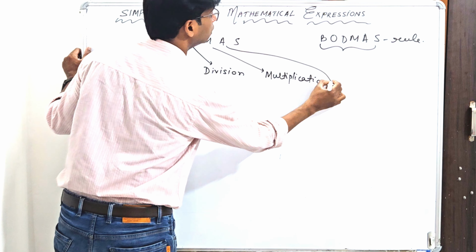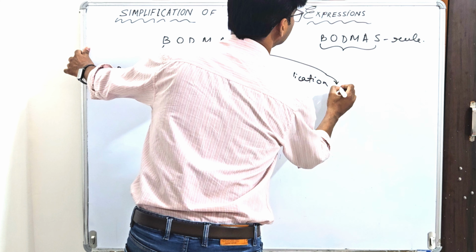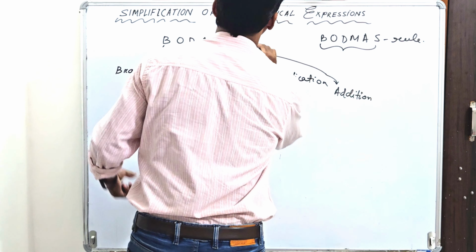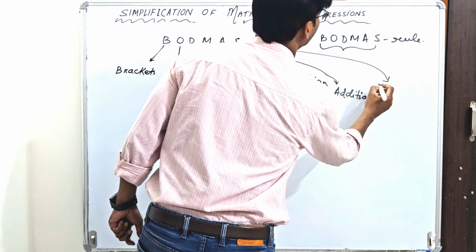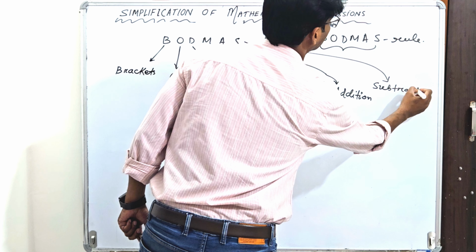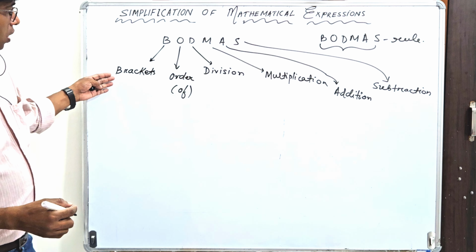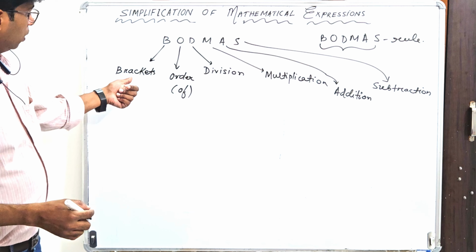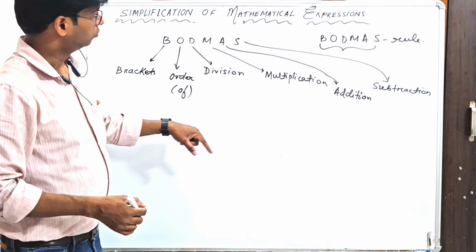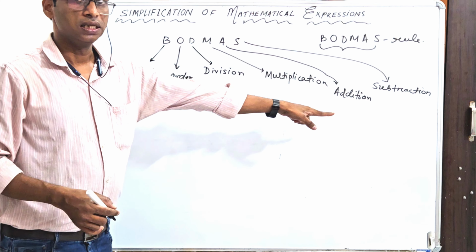Then A stands for addition. And S stands for what? Subtraction. And you can see here, in a sequence it is used. That means brackets first, then order or of, then division, then multiplication, then addition, then subtraction.